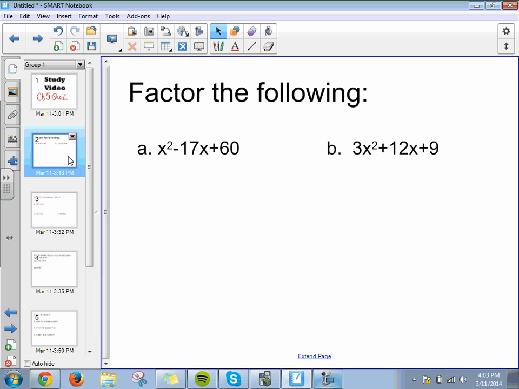The first type of problem you will see is factoring. So we're looking at problems A and B. Go ahead, write those down, give them a try, and I'm going to go over them now.